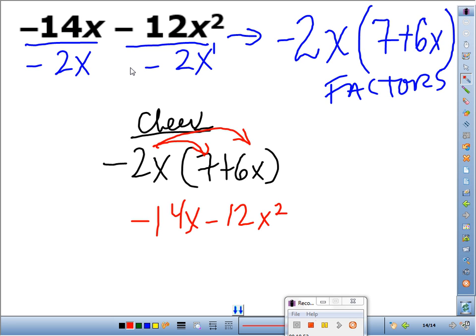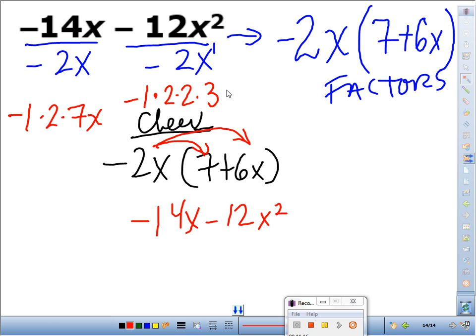Once again, if you don't see it, when in doubt, factor out. So this one, the 14 becomes negative 1 times 2 times 7 times x. Do you guys see it? The negative 12 becomes negative 1 times 2 times 2 times 3 times x times x. And then you go one at a time. Let's see. What do both of them have in common? Do they have a negative? Yes. Do they have a 2 in common? Yes. Do we have an x in common? Yes. What's left over here by itself? The 7. What's left over here? The 2 and the 3 and the 1x.